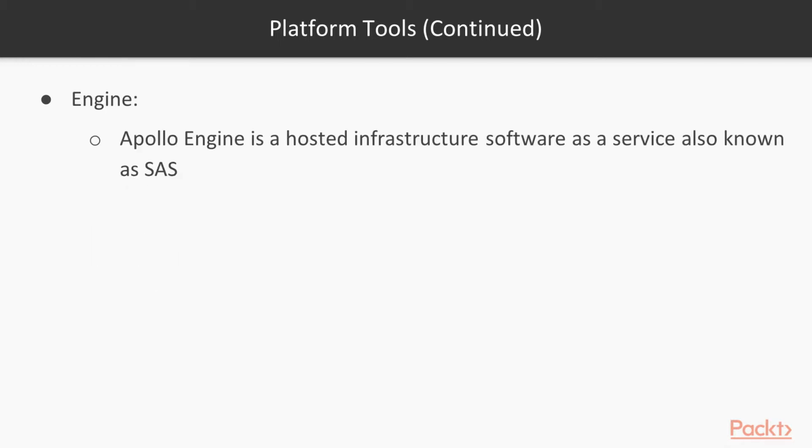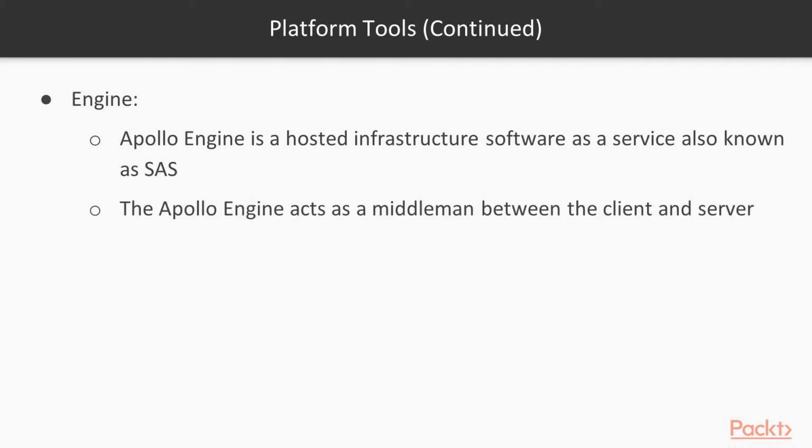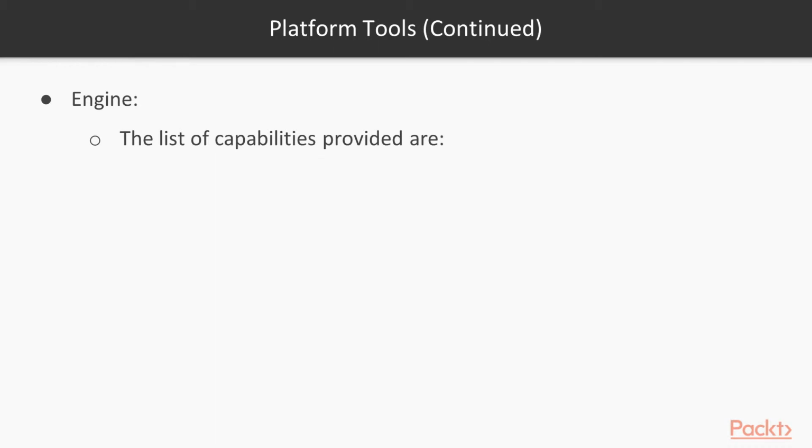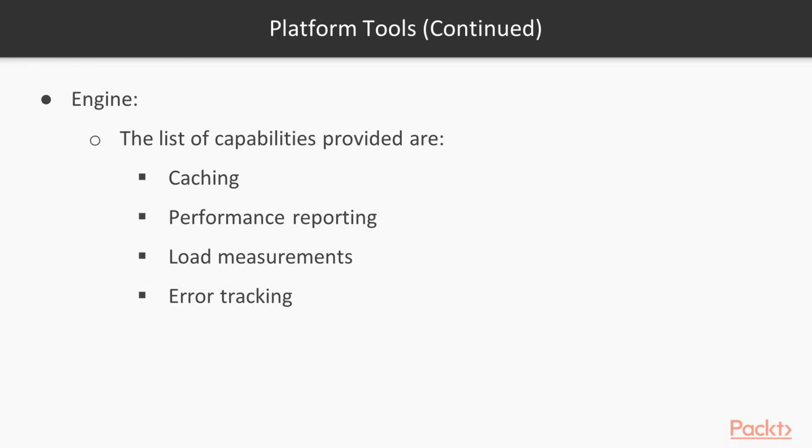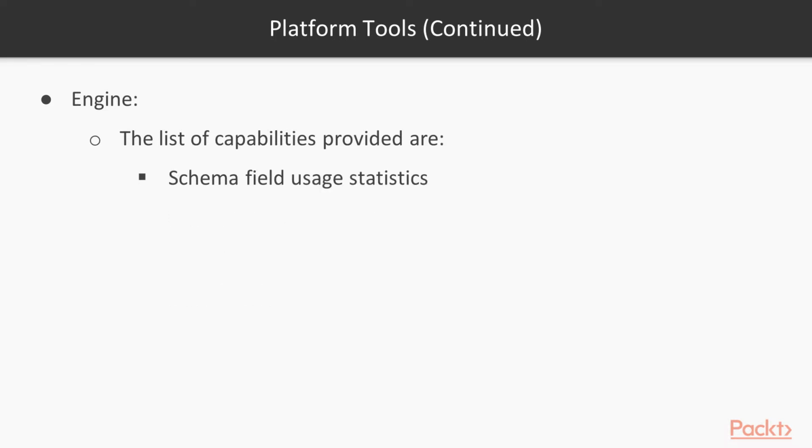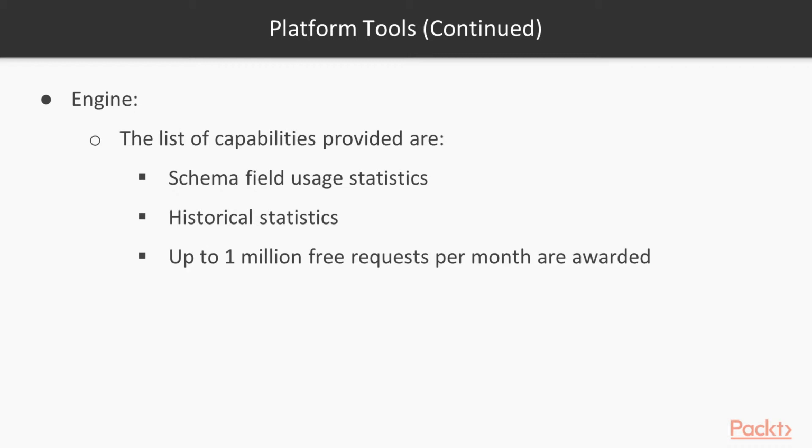The Apollo engine is a hosted infrastructure software as a service, also known as SaaS. The Apollo engine acts as a middleman between the client and server. The list of capabilities provided are caching, performance reporting, load measurements, error tracking, schema field usage statistics, historical statistics. Last but not least, up to 1 million free requests per month are awarded. It is also the only tool that is not open source and free.